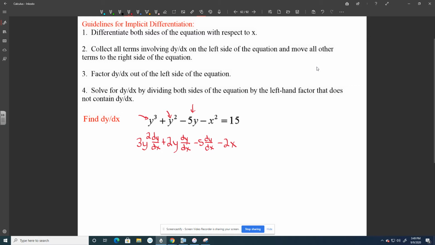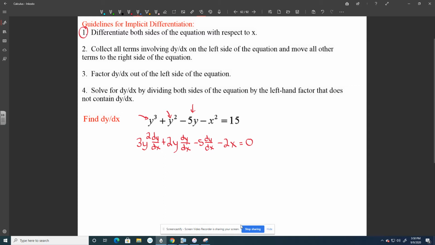There's no reason to. And that's all going to equal, since I took the derivative of the left, I have to take the derivative of the right. And the derivative of 15 is just 0, which is kind of nice because that cancels itself out. So that's step 1 right there in red. We did step 1. We differentiated both sides. Anytime we saw a y, we had to add that y prime or dy/dx.